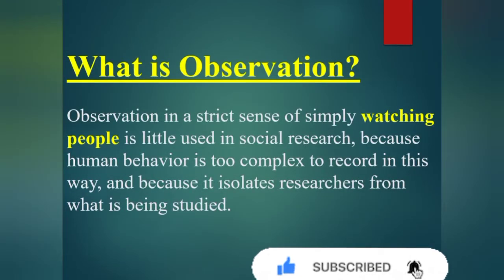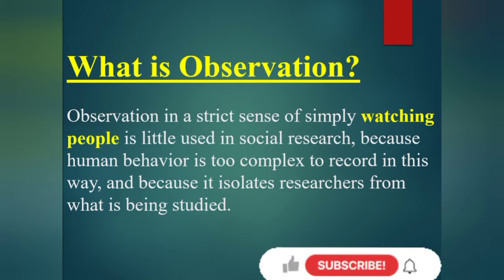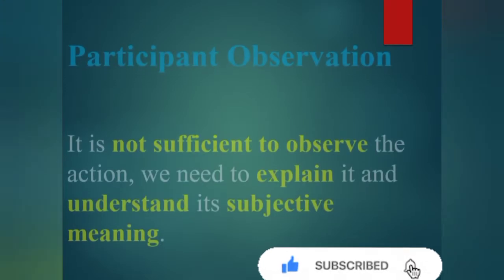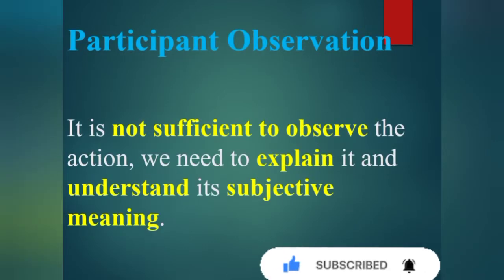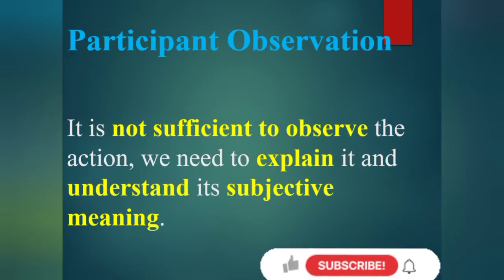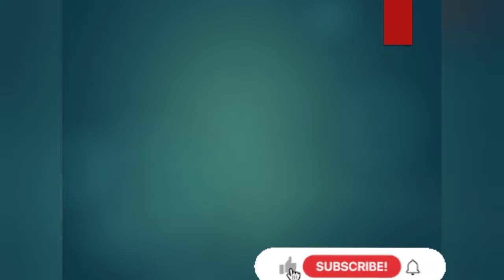What is observation? Observation in a strict sense of simply watching is little used in social research, because human behavior is too complex to record in this way, and because it isolates researchers from what's being studied. Participant observation: it is not sufficient to observe the action, we need to explain it and understand its subjective meaning.